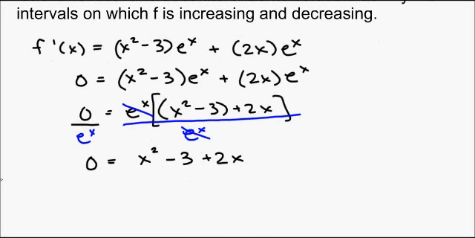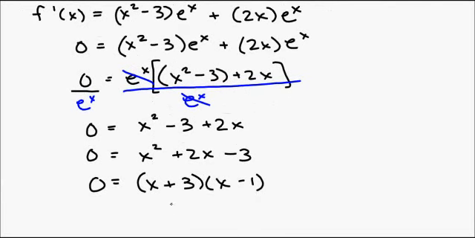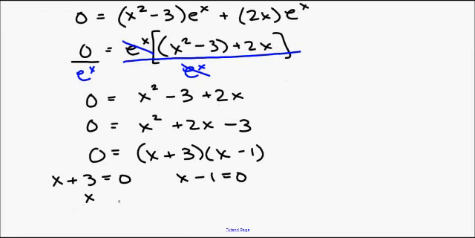Okay, so now we just have a nice quadratic here, which I can rewrite as x squared plus 2x minus 3. And this is fairly easy to factor. So I have x plus 3 and x minus 1. So I get x plus 3 equals 0 or x minus 1 equals 0. Which leaves me with x is negative 3 or x is 1. Okay, so these are my 2 critical points. That's all that work got me, was my critical points.